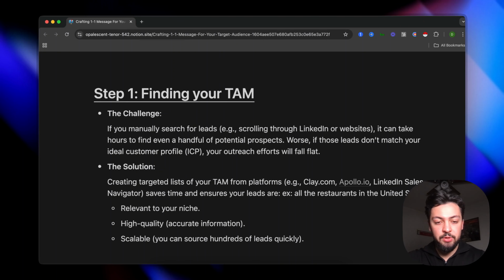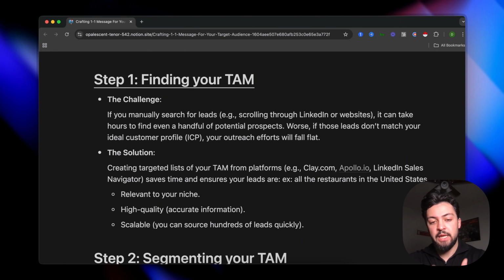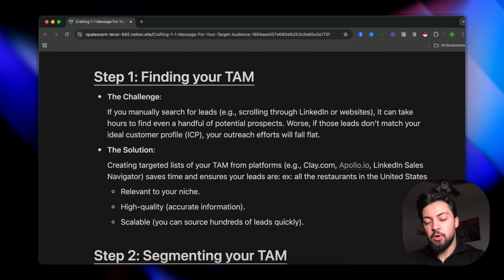find leads that way. So the reason you do this is because all the leads are going to be relevant to your niche. They're high quality, accurate information because you're verifying among multiple different providers, and it's scalable. So you're sifting through hundreds of leads quickly at once, and you're not going through one by one.